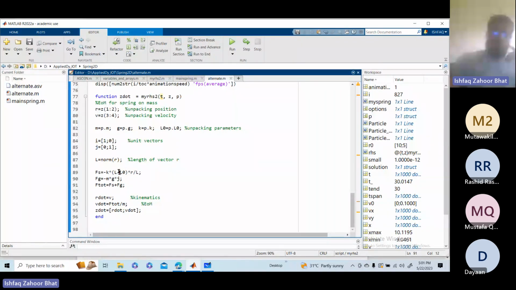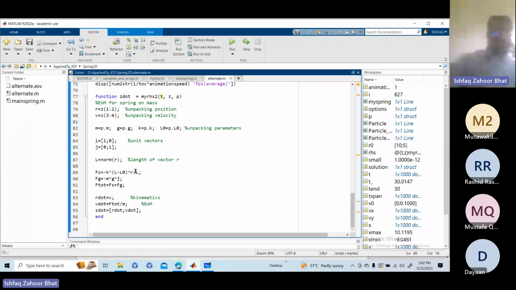So you have to tell him what L is. L is nothing but the norm of R. See here, L is nothing but the norm of R. And L naught I have defined here. So L naught is also there. And R he doesn't know.